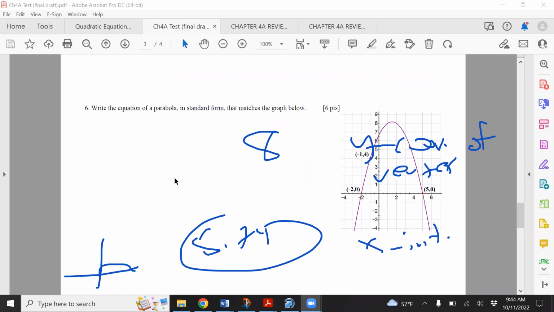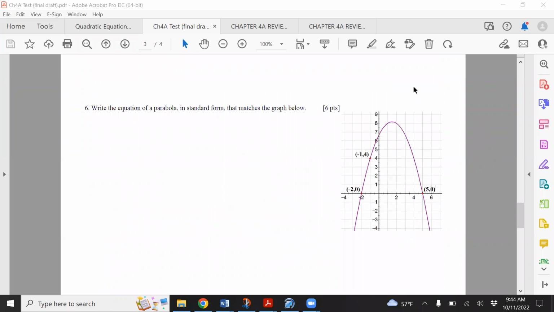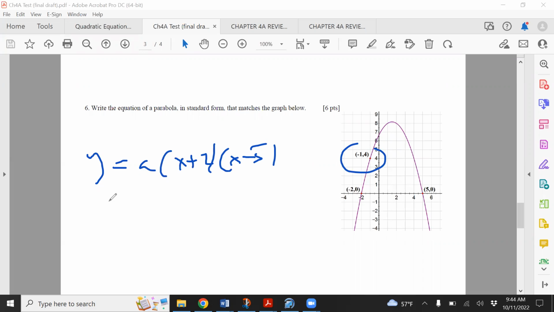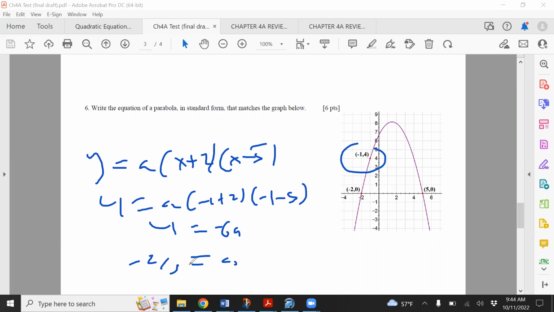All right, number 6. Let's deal with that one. Okay. Well, are you given the x-intercepts? Yeah, totally. So let's use the intercept form: y equals a times (x minus 2) times (x minus 5). And are you given another point you can use? Sorry, thanks, Alex. Yeah, 4 equals a times (-1 minus 2) times (-1 minus 5). 4 equals 18a... 4 equals -6a, a is -2/3. And then there you go, you got your equation.